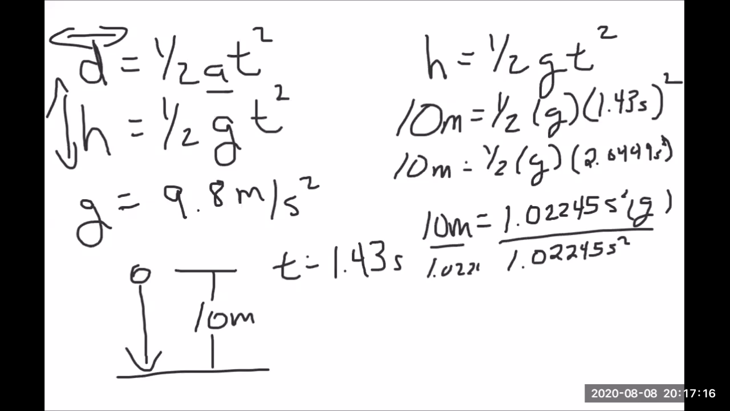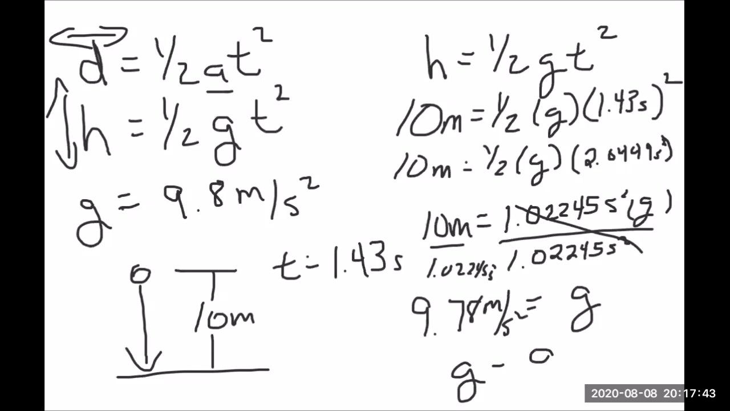Okay, and my g is going to equal 9.78, but two decimal places is plenty, meters per second squared. And I can round the 9.78 to 9.8 meters per second squared. So that's pretty close to the acceleration due to gravity on Earth.